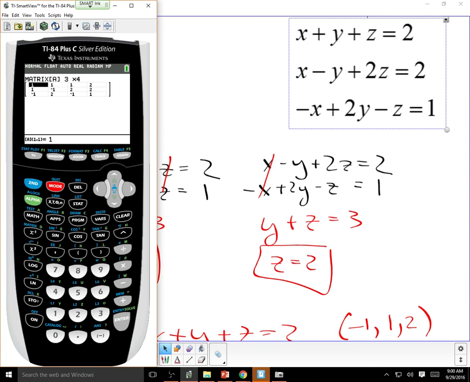I'm going to quit, so I'm back on the home screen. I went second, quit, because that puts me back to the home screen. Okay? I'm going to go back into Matrix, and I want to do some math this time. So I'm going to go to math. You guys remember the feature I'm looking for? RREF.